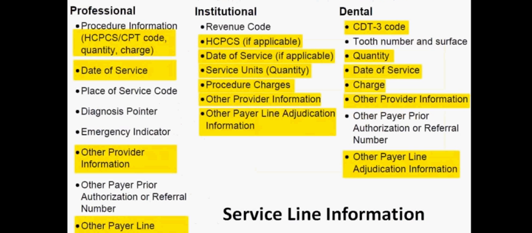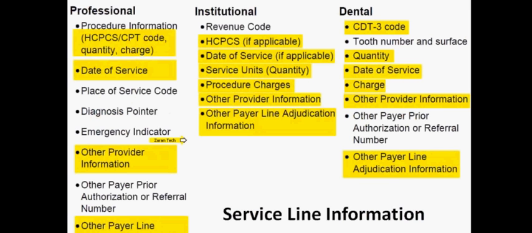The service lines, so these are the ones for professional claims. You would see the procedure codes, the date of service, then the place of service, because that is where the service has been provided. Then the diagnosis pointer. Then there's an emergency indicator.